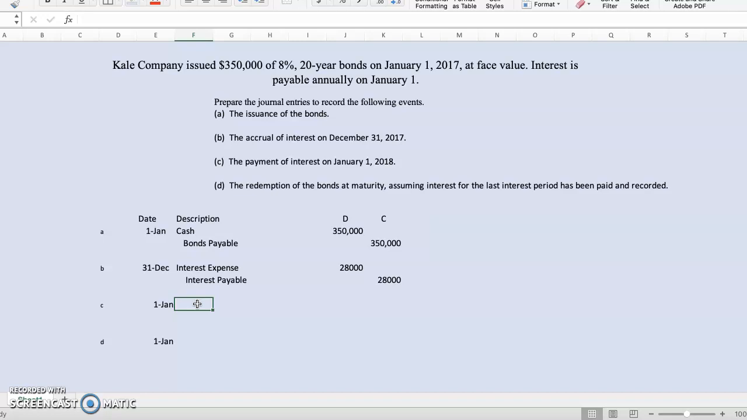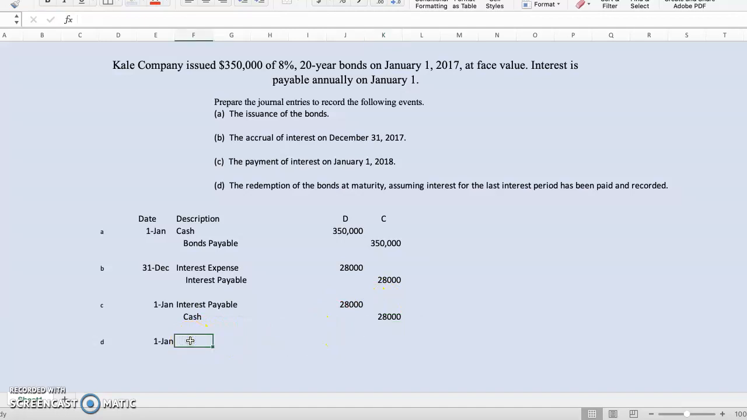Our next one is the payment of interest on January 1st, 2018. So now we're saying we have the interest expense, we put it into interest payable. So now we're going to take it out of interest payable because now we have to pay it out because it's due annually. And we're going to credit cash because it's for paying it from our cash account. So it's just going to be the same amount since that's our annual amount.